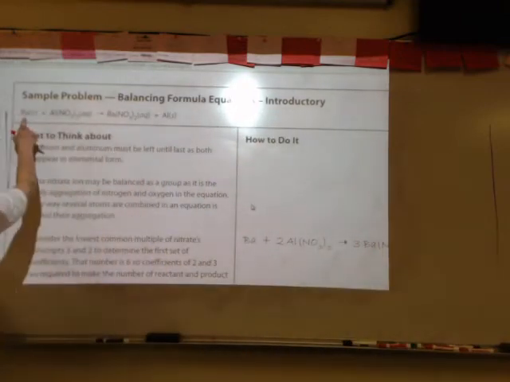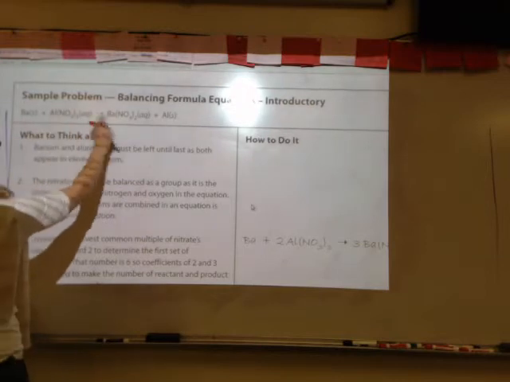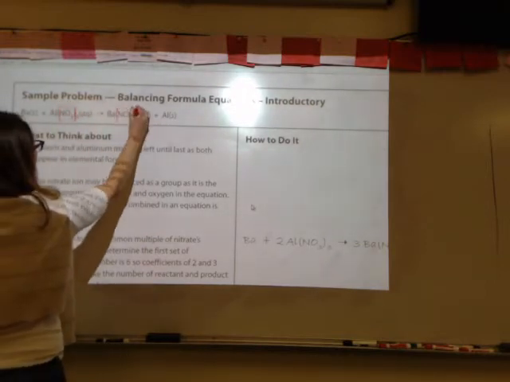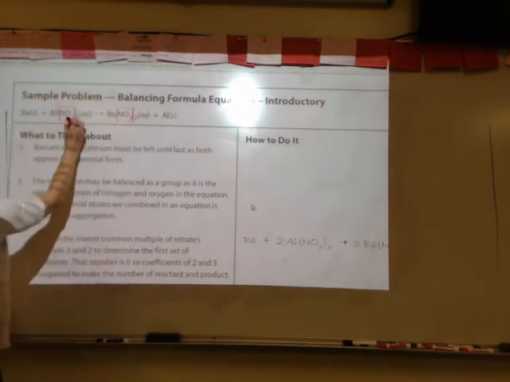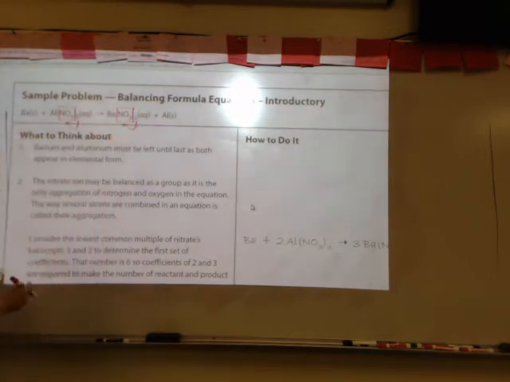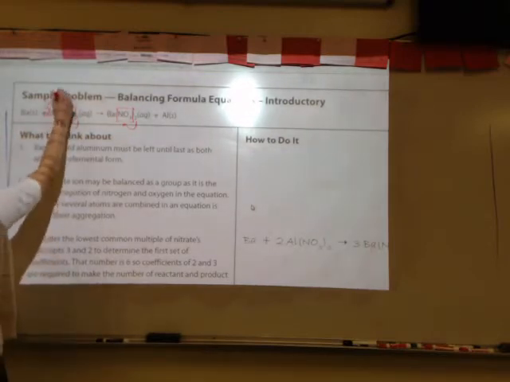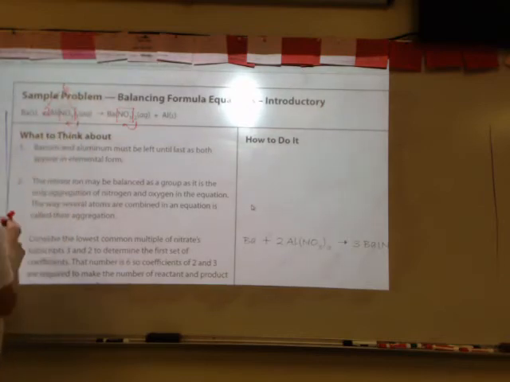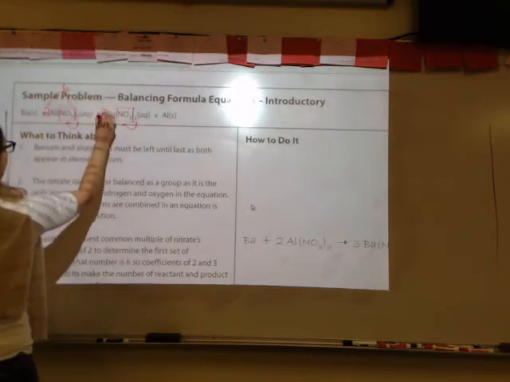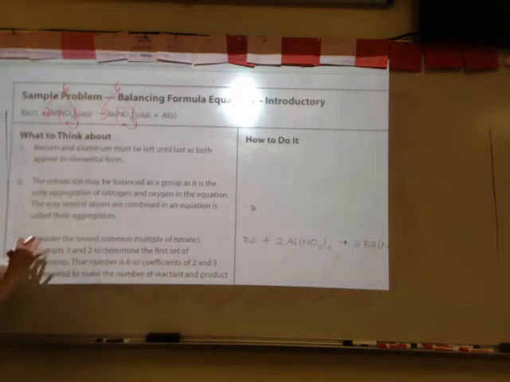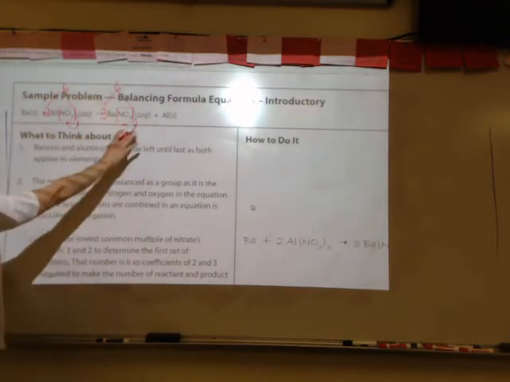You have a barium on each side, an aluminum on each side, and you have a nitrate polyatomic ion on each side. You have 3 on the left and 2 on the right. The lowest common multiple of 2 and 3 is 6. So I'm going to put a 2 in front of the aluminum nitrate because 2 times 3 would be 6 nitrate. If I put a 3 in front of barium nitrate, 3 times 2 is 6. So I just balanced my nitrates on each side.